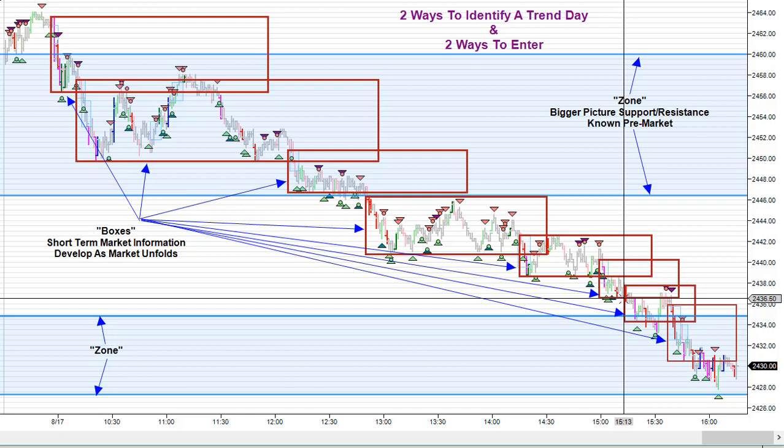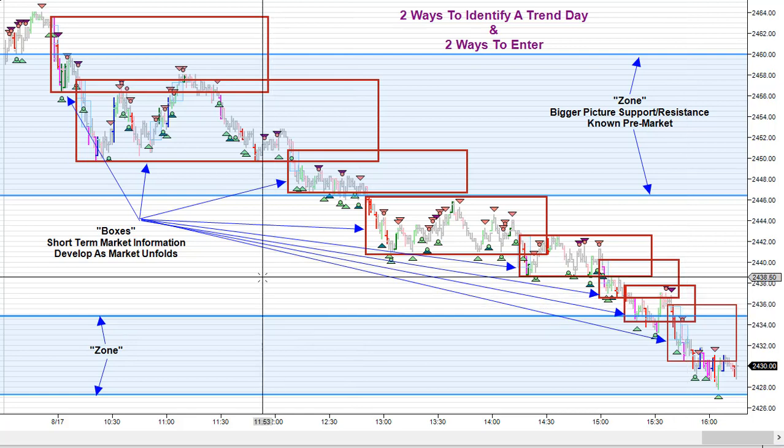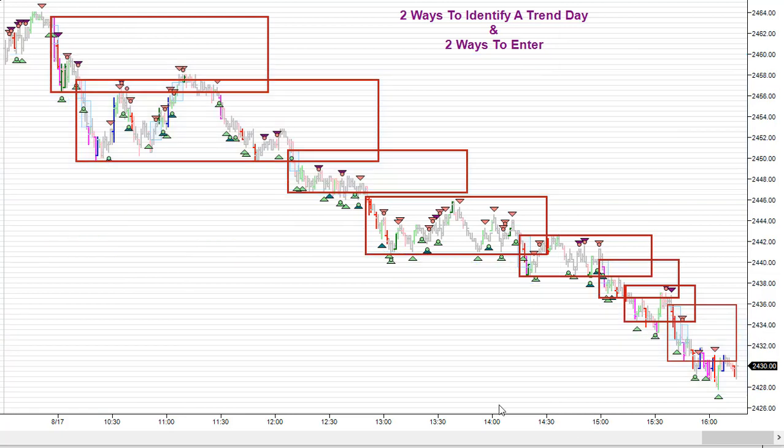Okay, and so these are two different pieces of evidence or two different pieces of information, and I want to talk about how to identify a potential trend day on each of these levels individually, and then obviously it's even more powerful when they come together and they're both showing you the same piece of information. So with that said, let me clean up the chart, get rid of the zones, and let's look at the boxes first. So let me pause the video and show you that.